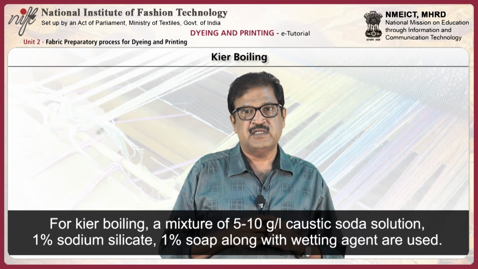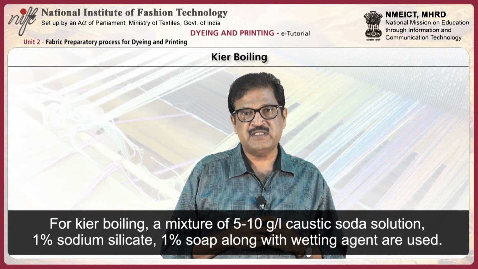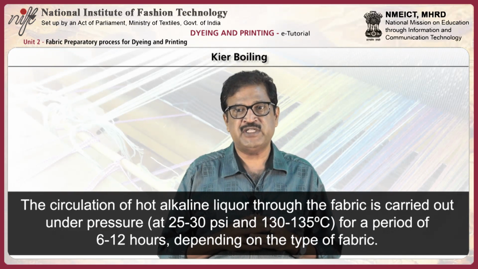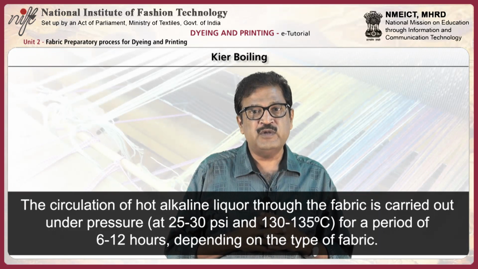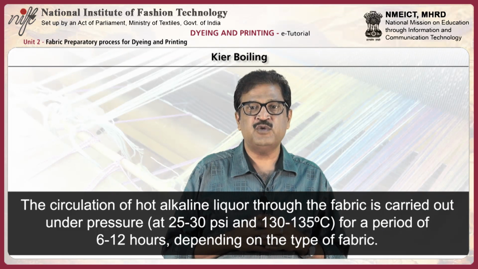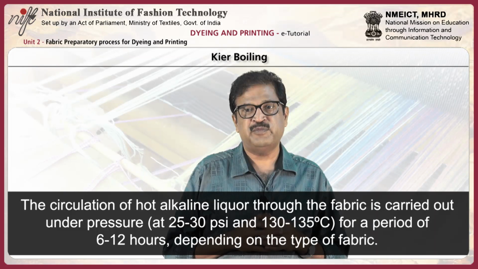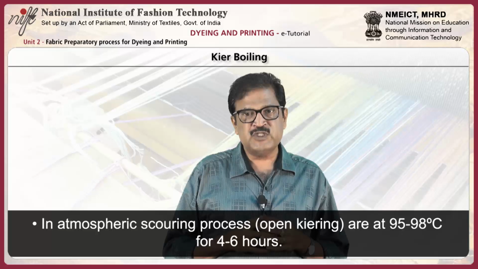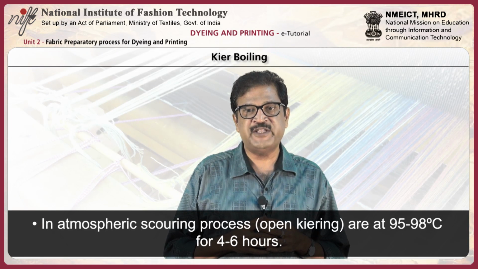For kier boiling, a mixture of 5 to 10 grams per liter caustic soda solution, 1% sodium silicate, 1% soap along with wetting agent are used. The circulation of hot alkaline liquor through the fabric is carried out under pressure at 25 to 30 pounds per square inch and 130 to 135 degrees centigrade temperature for a period of 6 to 12 hours depending on the type of fabric. In the atmospheric scouring process, that is called open kiering, it is at 95 to 98 degrees centigrade for a duration of 4 to 6 hours.